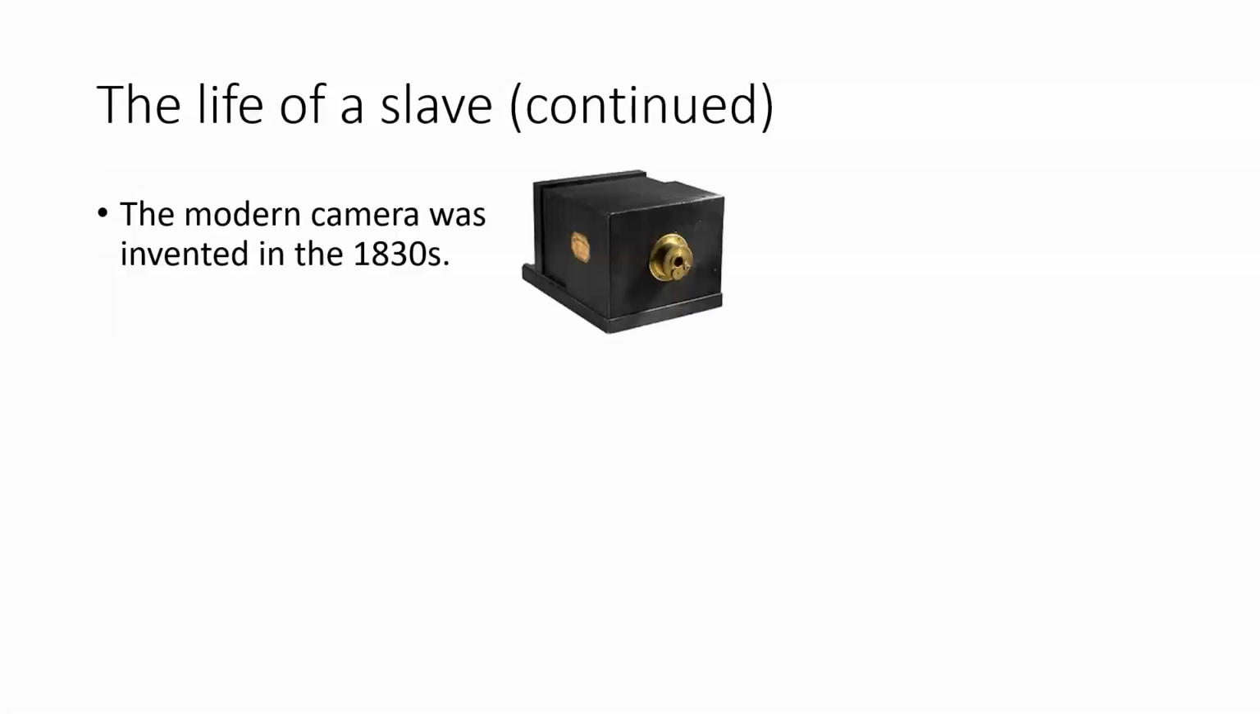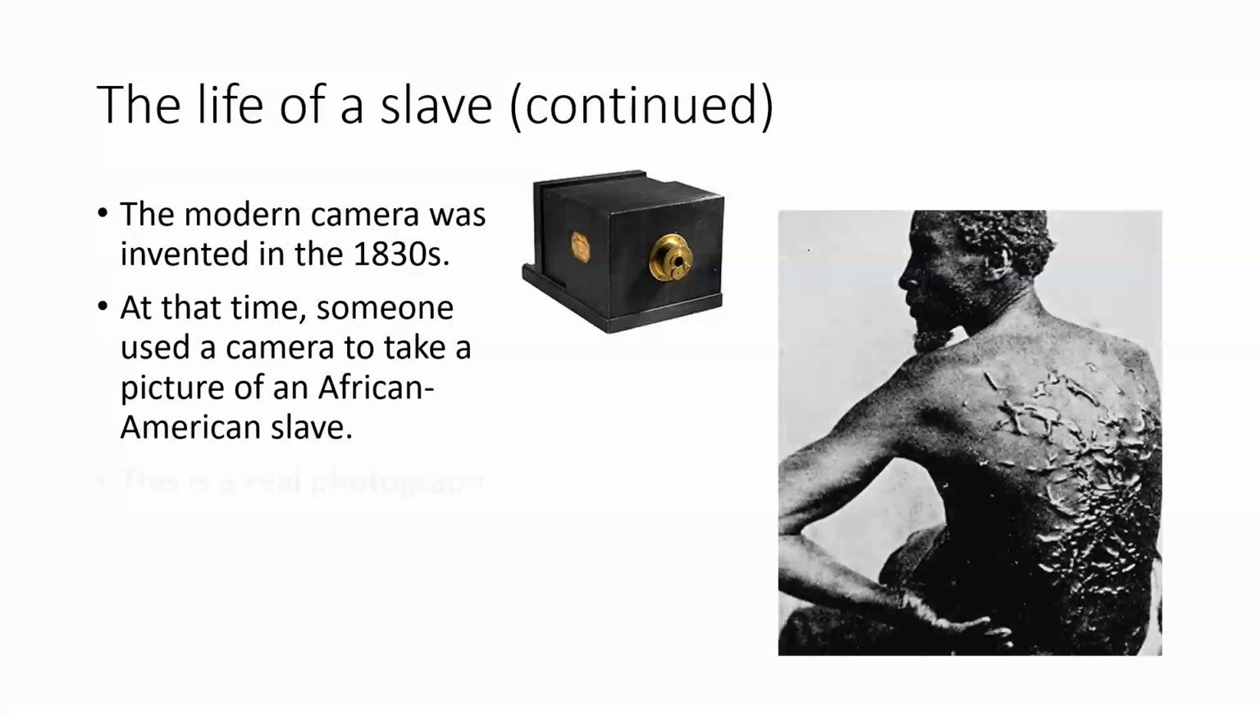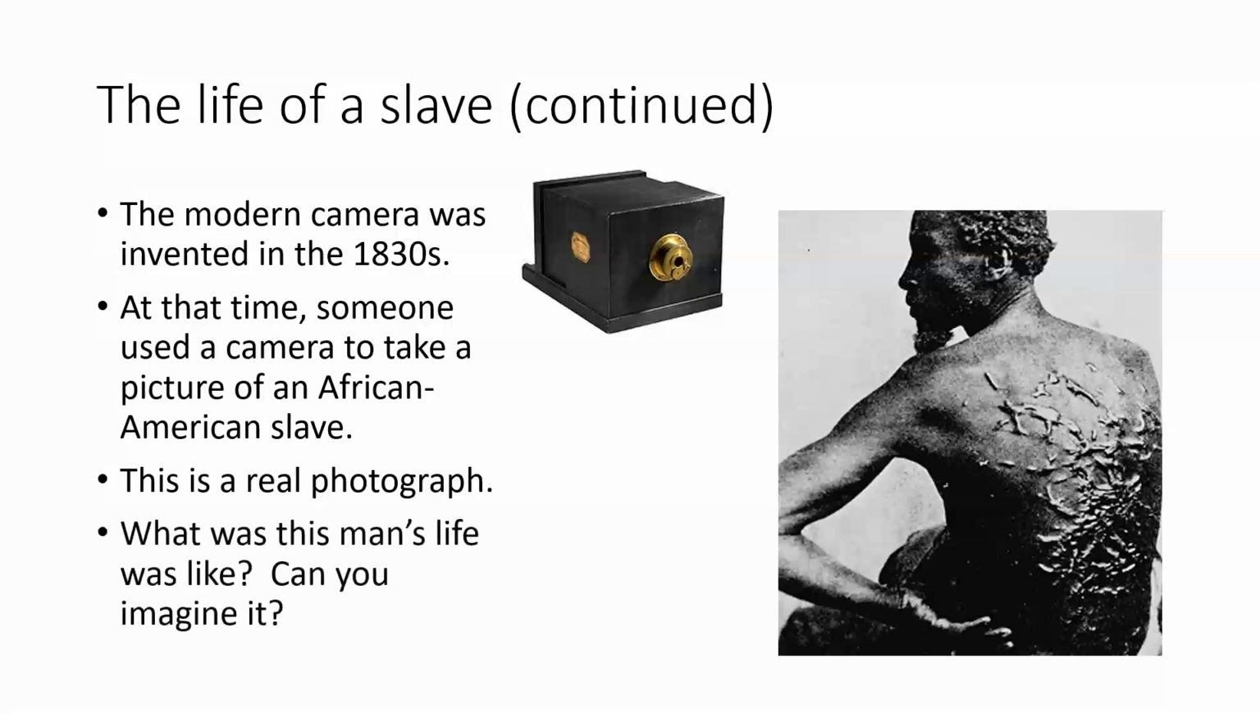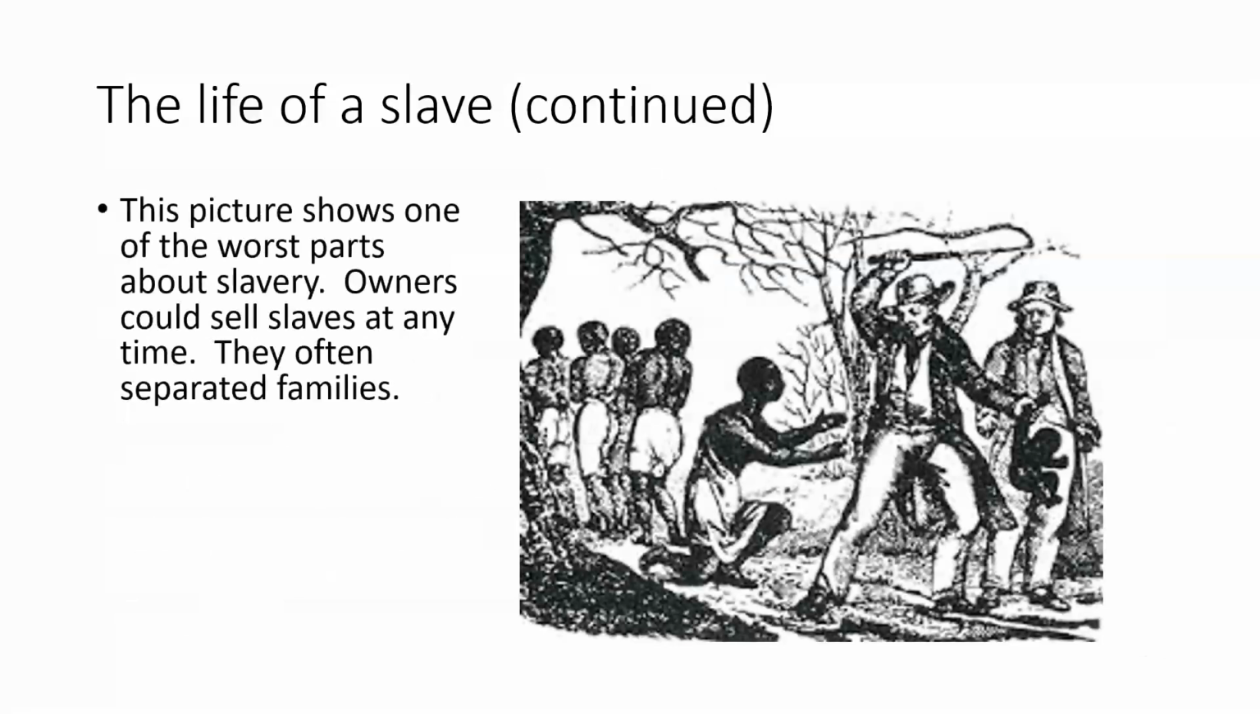Now, the modern camera was invented in the 1830s. At that time, someone used a camera to take a picture of an African American slave. This is a real photograph of a real man. It was taken right at the beginning when cameras were a new technology. Can you imagine what this man's life was like? This picture shows one of the worst parts about slavery.